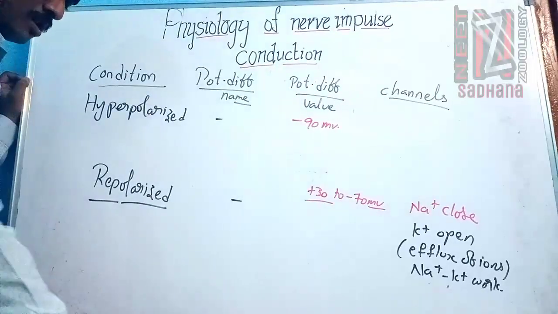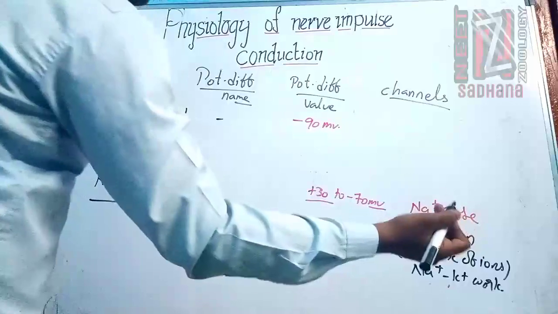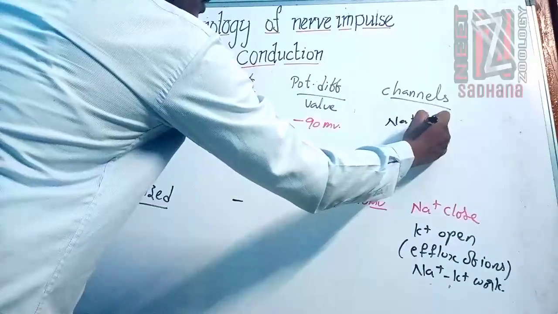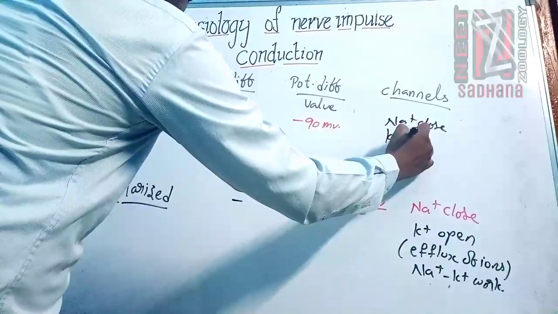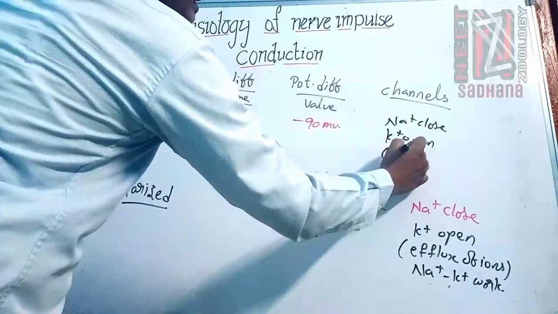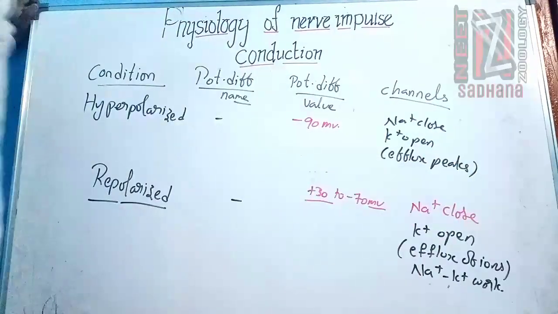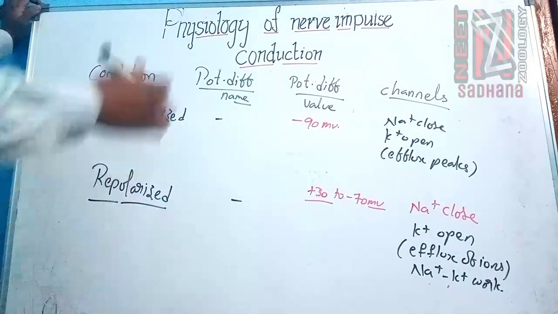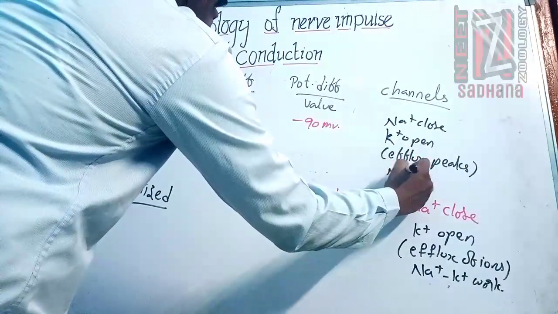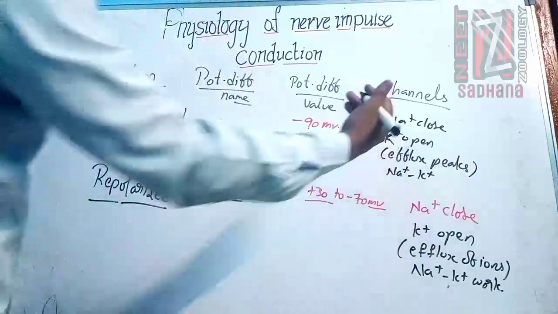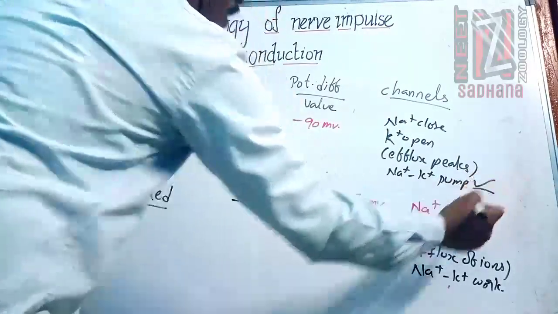Now here what happens, the channels, obviously the sodium will be closed. It doesn't open up again till the next stimulus. Potassium is open obviously, but here the efflux is at its peak. The potassium ion efflux is at its peak. And sodium potassium pump will keep on working because it has to bring the potassium back inside. So the sodium potassium pump will also be working.